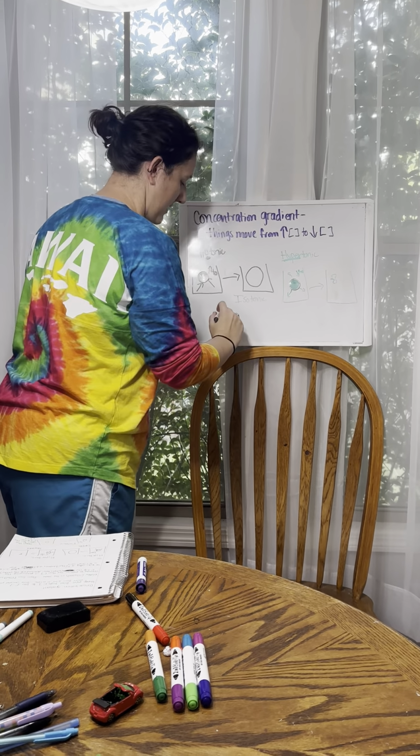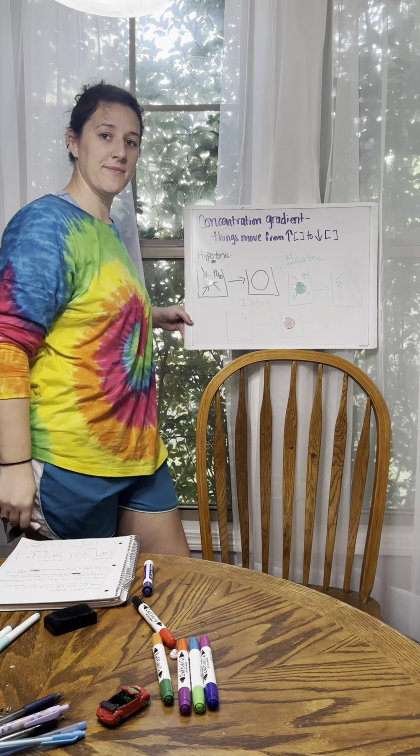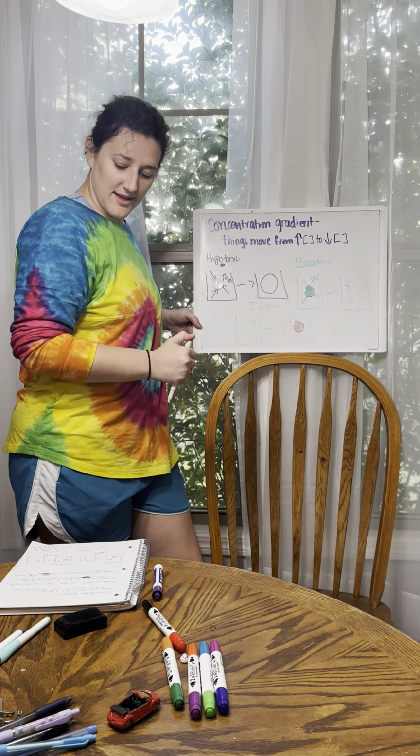Isotonic. So then you've got, so it goes into the isotonic solution. The thing with isotonic is it's already got the same concentration on the outside and the inside, so it stays the same. Bloop.